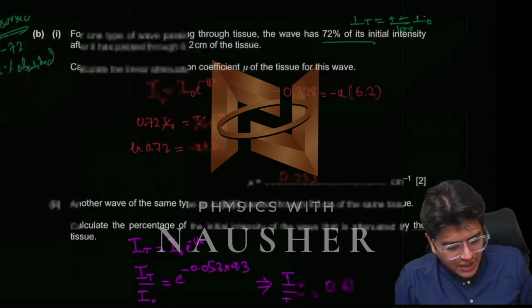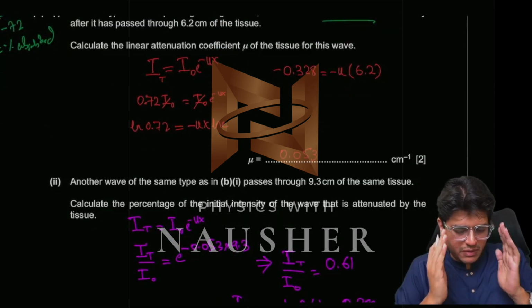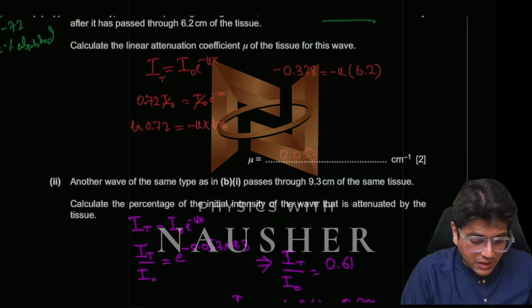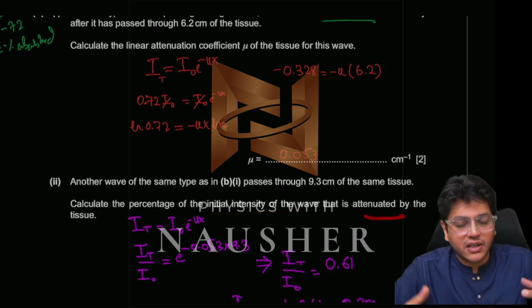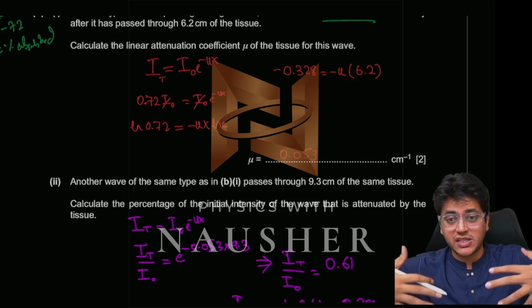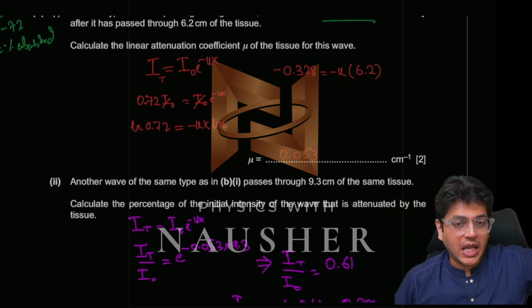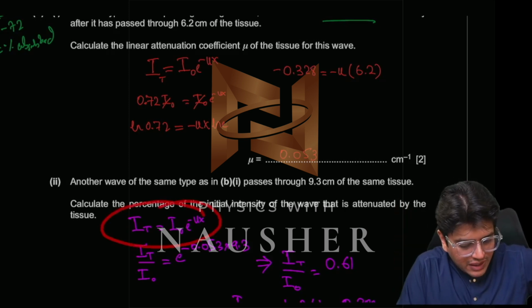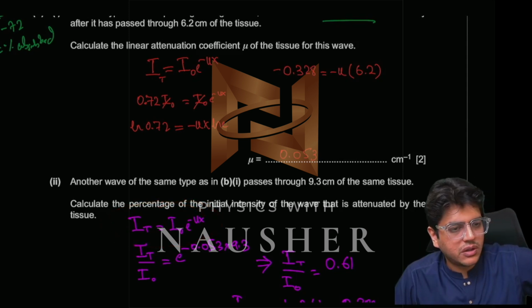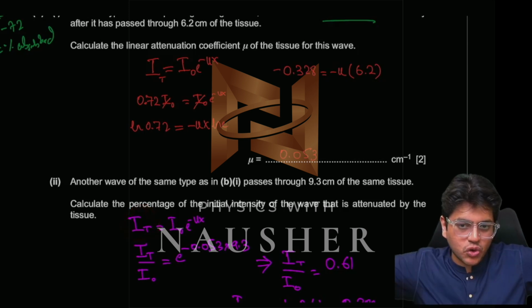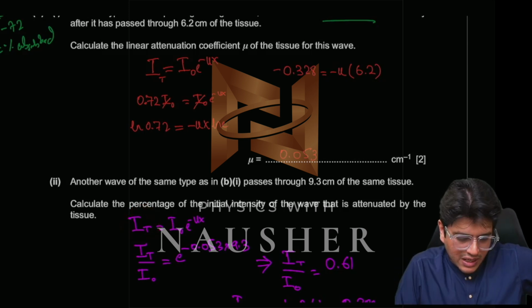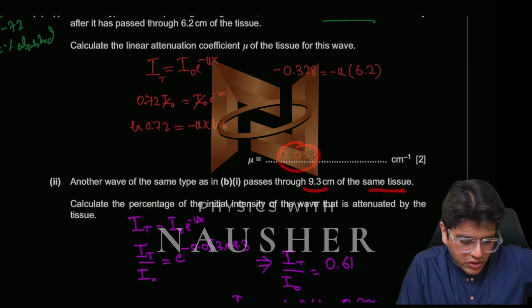Okay. Another wave of the same type passes through another thickness. Calculate the percentage of the initial intensity that is attenuated. Attenuated means absorbed, absorbed by the tissue. Now the formula has nothing to do with absorption. Nothing. The formula is for transmission, the thing that goes out. So 9.3 centimeter of the same tissue. So you have the same U value. You have a different thickness.